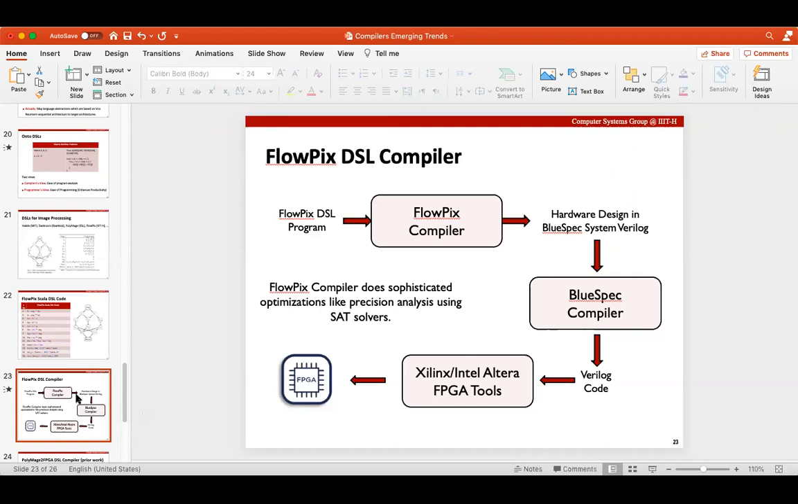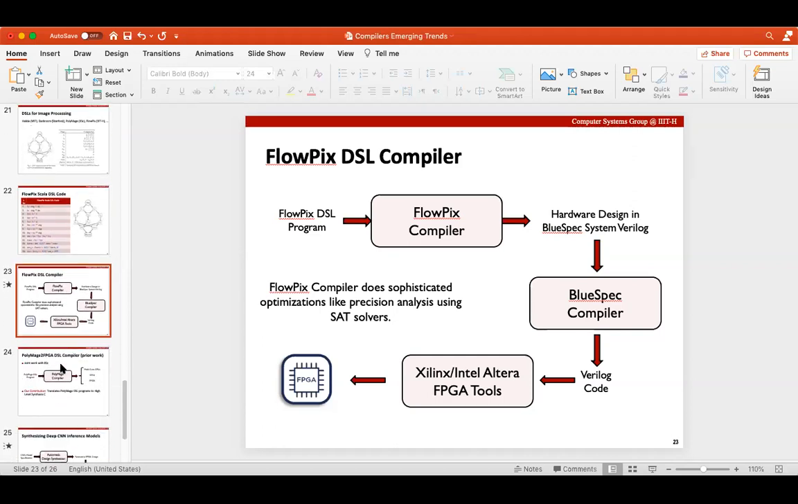Of course, our Flowpix DSL doesn't have a backend targeting CPUs, GPUs, etc. Because of that, it's not of much appeal to regular processors, but for accelerators, it's very good. So let's see what else we have.